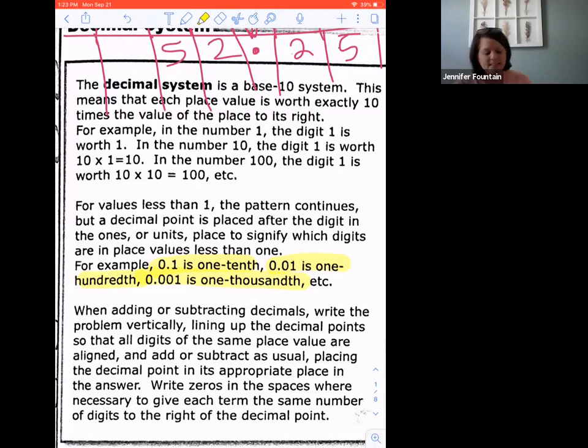When adding or subtracting decimals, write the problem vertically, lining up the decimal points so that the digits are all in the same place value, aligned. Then you just add or subtract as usual. But make sure you put your decimal point in your answer. You don't want to forget that. It says to write zeros in the spaces where necessary to give each term the same number of digits to the right of the decimal point. Sometimes we have to put those placeholder zeros in, and we'll look more at that as we go.